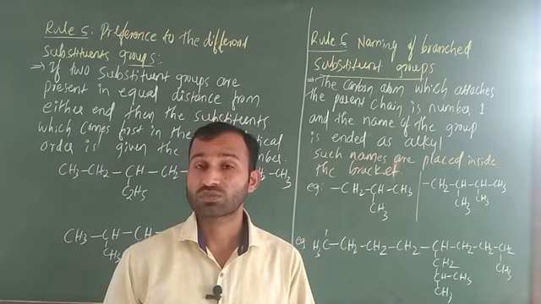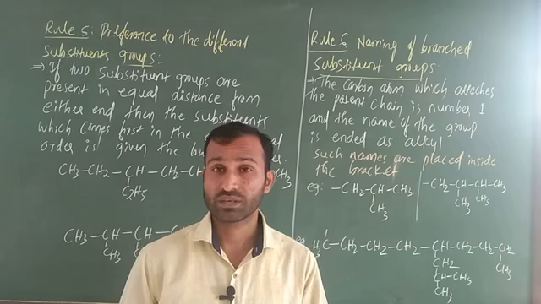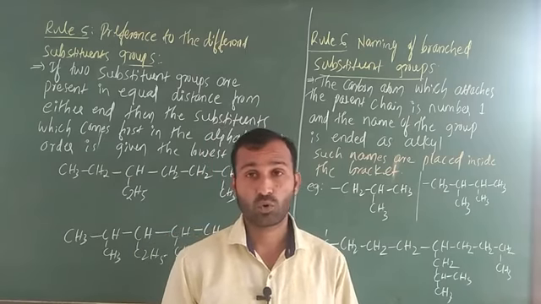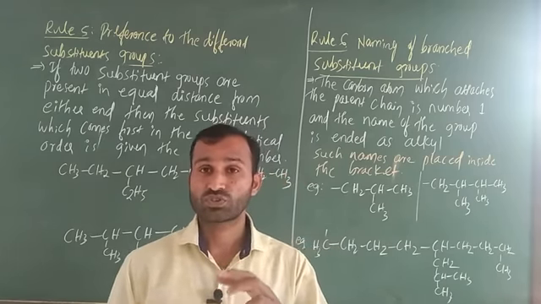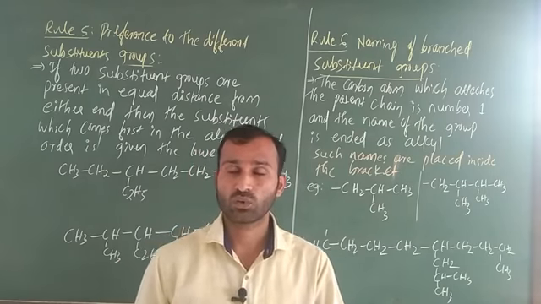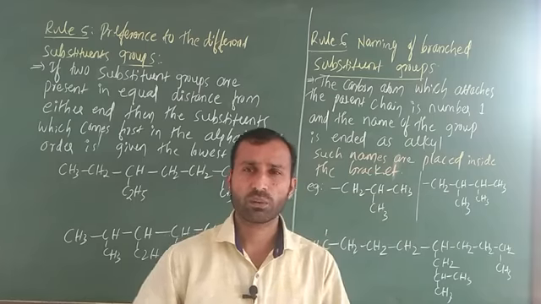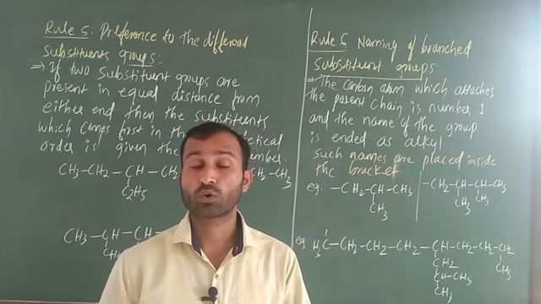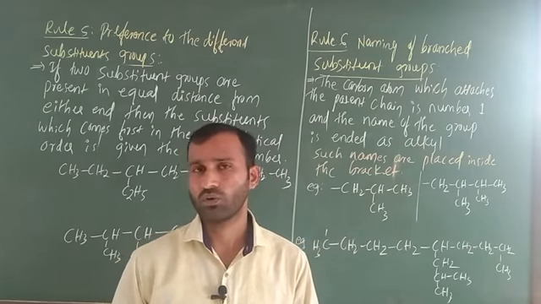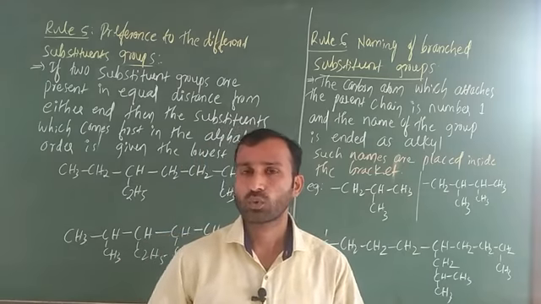Third one is we are going to select the lowest sum rule, which means in this case we compulsorily have to mention the locant. Locant means the position of the substituent group, the position number. We have to select the lowest sum rule. Okay. Next, rule 3 is what?